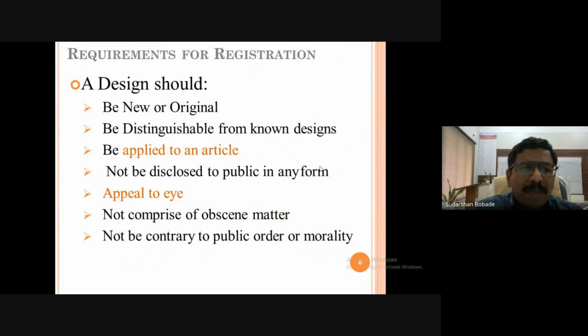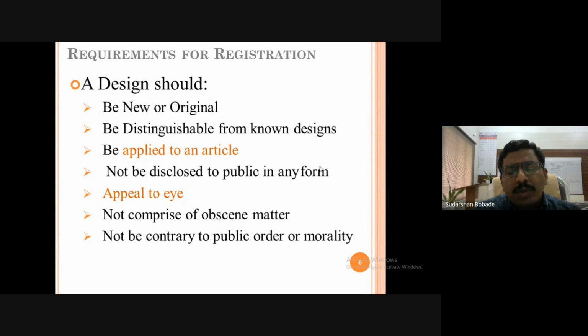Now, what are the basic requirements for the registration? My dear friends, when we are talking about the design patent, the very first thing in the IP is that it should be new, it should be original. Apart from that, I already told you that it should be distinguishable from the known designs. Third one, it can be applied to an article. If we are preparing some design, but it is not usable on any format of the article, if you are unable to implement it on any object or article, then it is none of anyone's business.